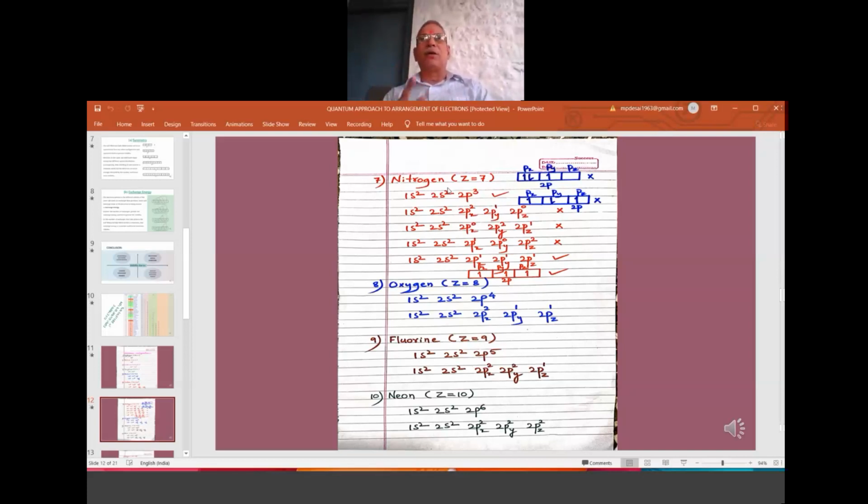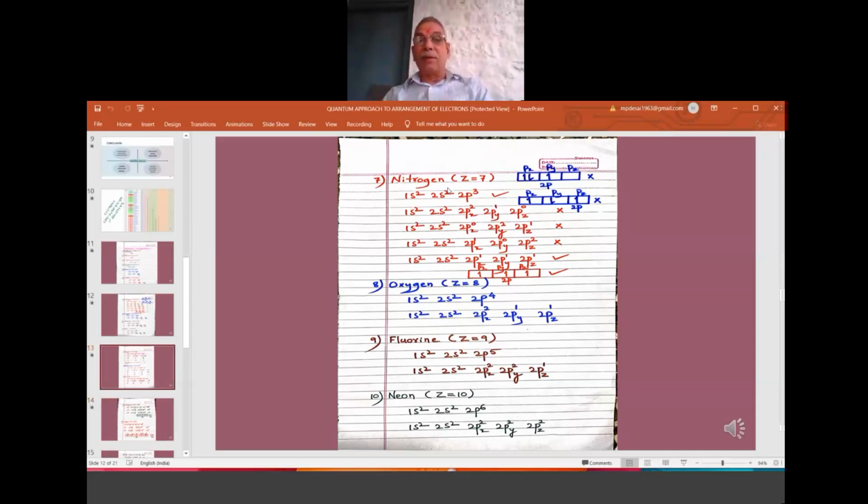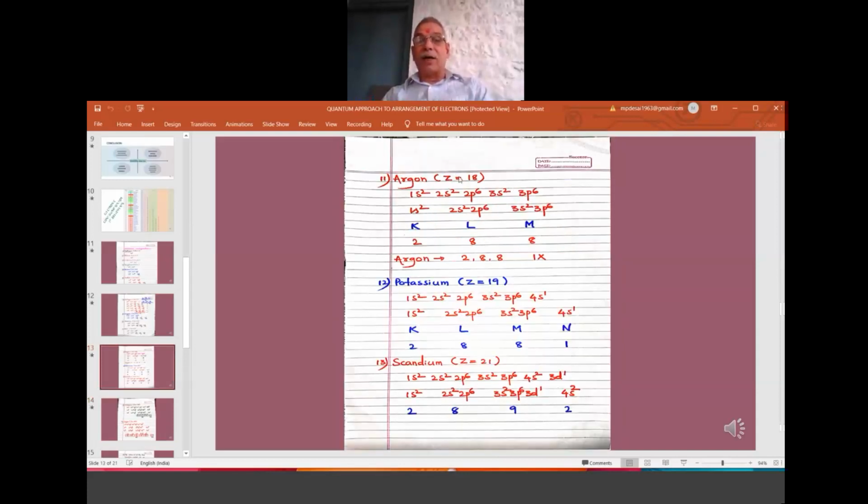That is there only in the case of the extreme right, the 18th group: helium, neon, argon, and so on. That group has this type of system where all the orbitals are fully filled. Now I have taken argon directly. Argon is atomic number 18: 1s2, 2s2, 2p6, 3s2, 3p6. So like neon, argon is also fully filled.